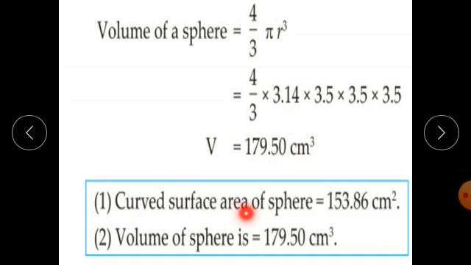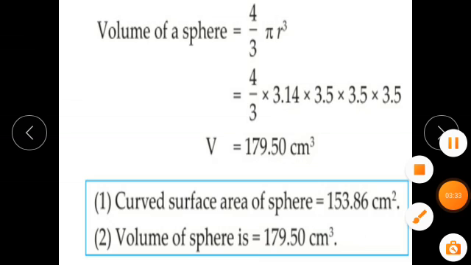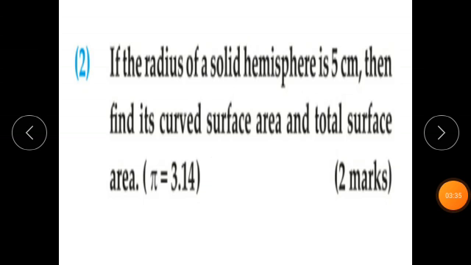So curved surface area of a sphere equal to 153.86 centimeter square and volume of a sphere is 179.50 centimeter cube. Now question number 2.